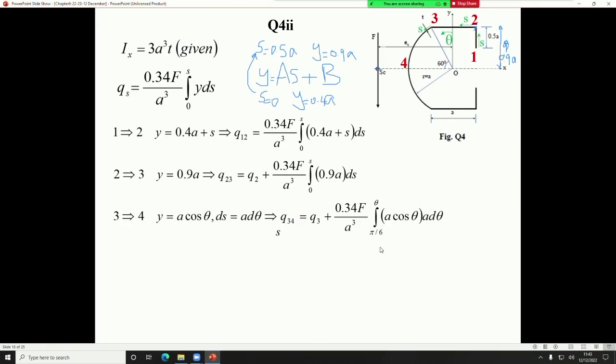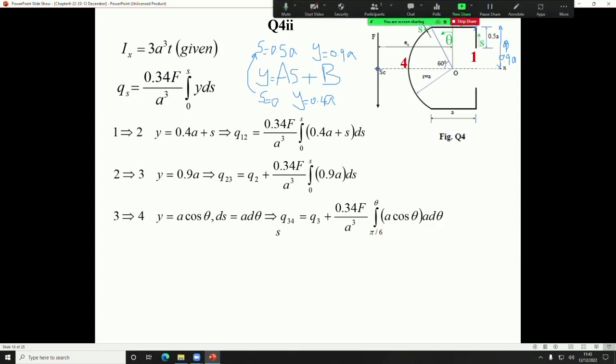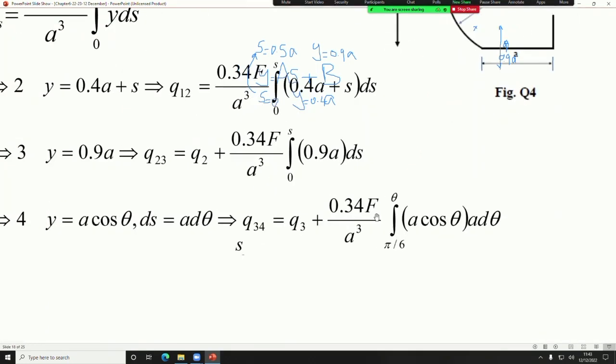But look at the limits of this integral. At this point 3, theta is equal to 30 degrees. So I've written in the integral pi over 6. It does not start from the y-axis. It starts from theta equal to 30 degrees.